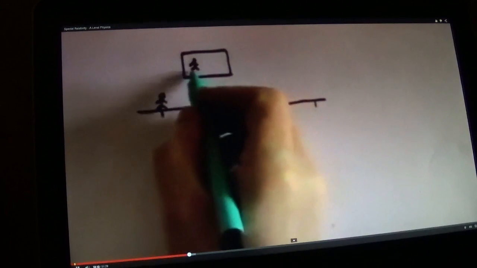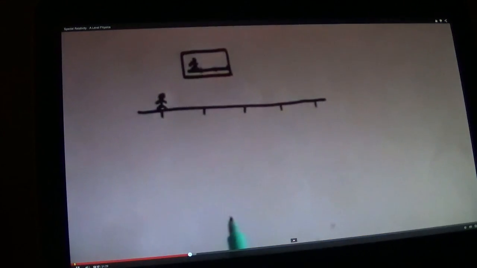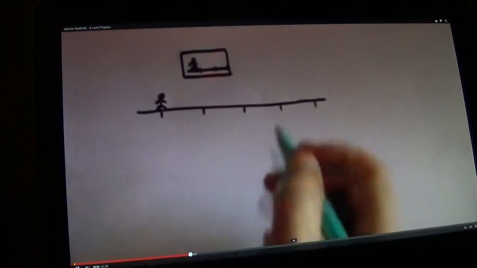Here you are, and you've got your own measuring system on your train. Along the corridor of the train, you've marked off meter elements. And the train is travelling at a speed v. This is you, this is me.